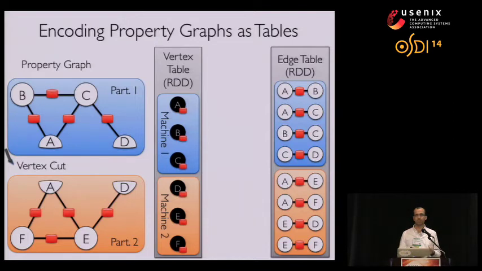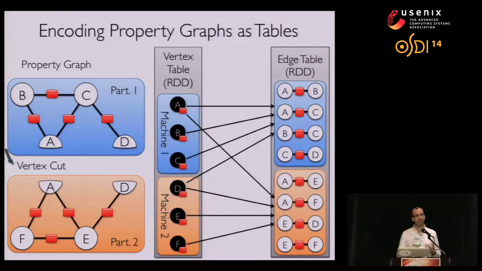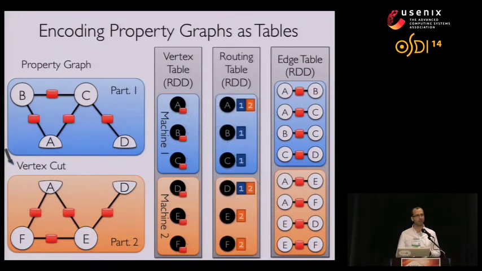Now, in order to express graph algorithms in this normalized representation, we're going to need to join the vertex properties with the edge properties. And so we're going to need to do that repeatedly. And so we're going to introduce a third table called a routing table, which is going to describe where vertex properties will need to move in order to execute these kinds of joins.